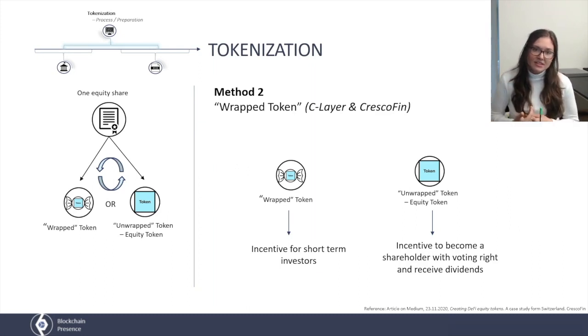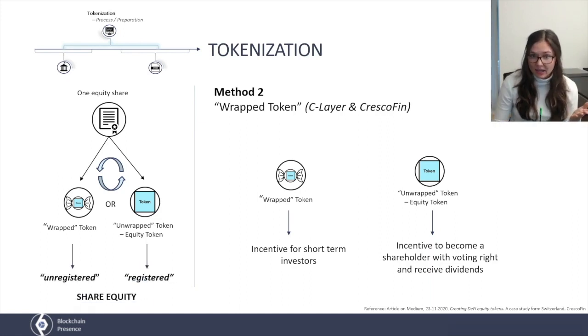The only difference in the perspective of the company is that the share capital splits up in two parts. We have the unregistered share equity. These are the unwrapped tokens. So the company doesn't know the shareholders. And we have the registered share equity. These are the shareholders which are registered in the share register. Still, all of them are shareholders.